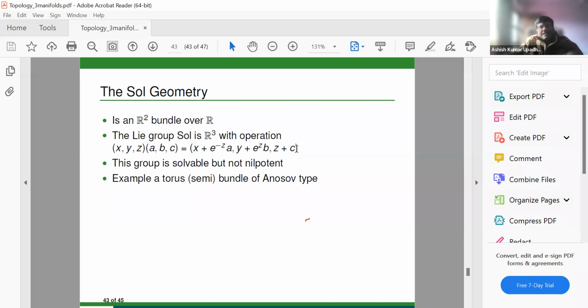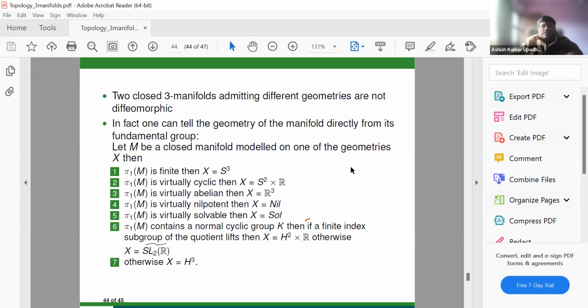So getting an intuitive feeling of these geometries is somewhat involved. And as we do in topology, everyone actually goes for a personal, what we can say, individual feeling of these objects. Okay. And in this case, there are examples. There are examples of torus semi-bundles of Anosov type. Some technical term is there.